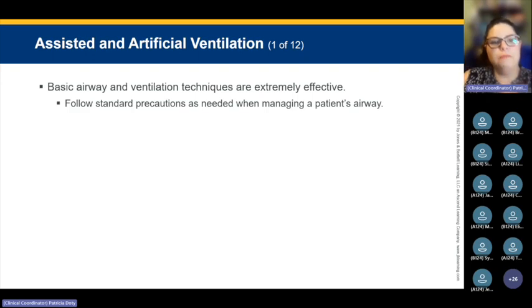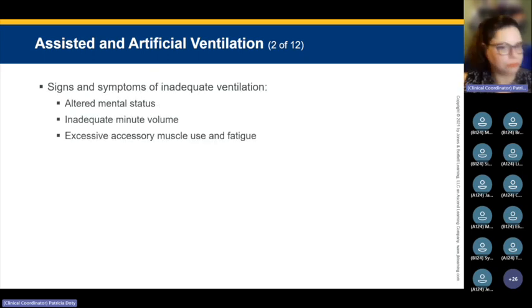So, assisted and artificial ventilations. Okay, so we have basic airway and ventilation techniques, extremely effective. We've been doing them for years with just slight modifications through the years to make it better. So what are some of our signs and symptoms of inadequate ventilation? Altered mental status. Remember, I told you anxiety is like their very first one, but it could be a lot of other things like altered level of consciousness, inadequate minute volume.